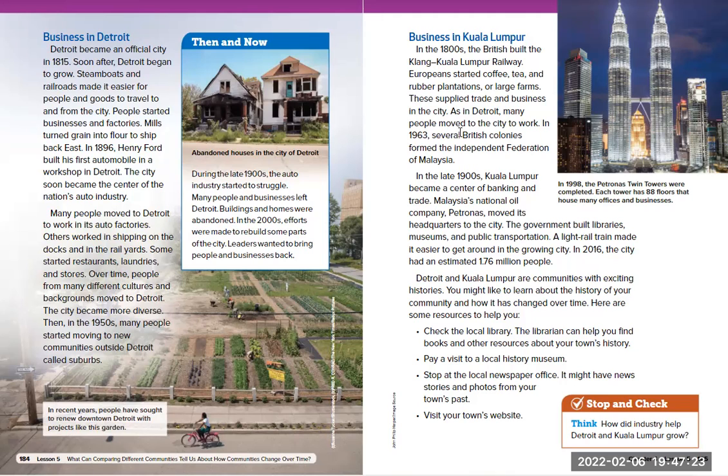Then it says here, as in Detroit, many people moved to the city to work. In 1963, several British colonies formed the Independent Federation of Malaysia. So when there was a lot of business, people started to move, and that created new communities. Let's go to the next page.